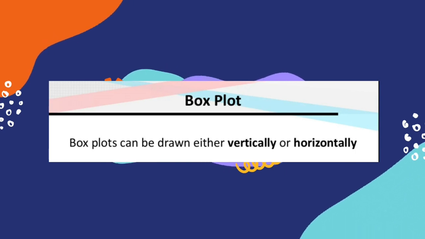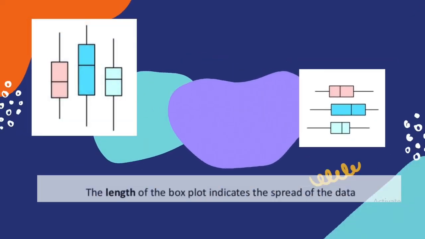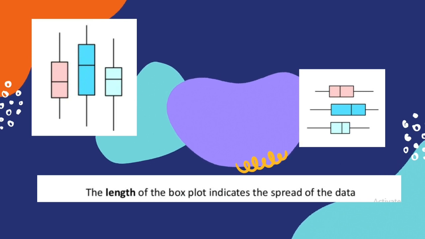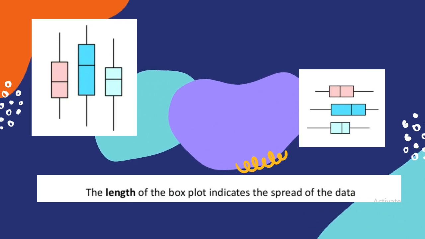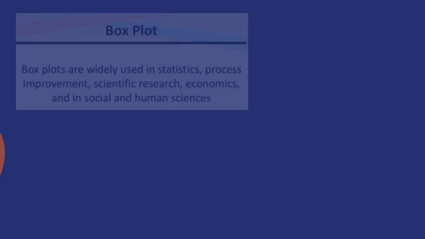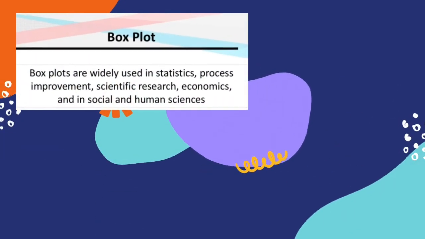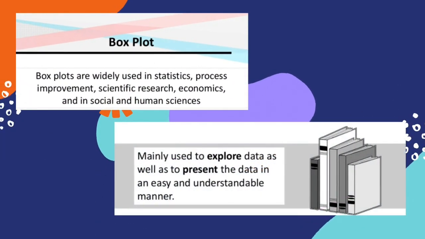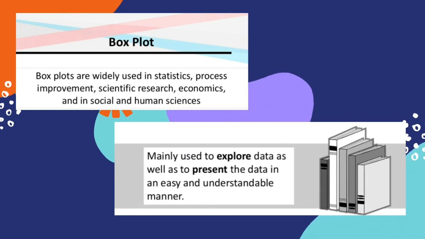Box plots can be drawn either vertically or horizontally. The length of the box plot indicates the spread of the data. Box plots are widely used in statistics, process improvement, scientific research, economics, and in social and human sciences, mainly used to explore data as well as to present the data in an easy and understandable manner.